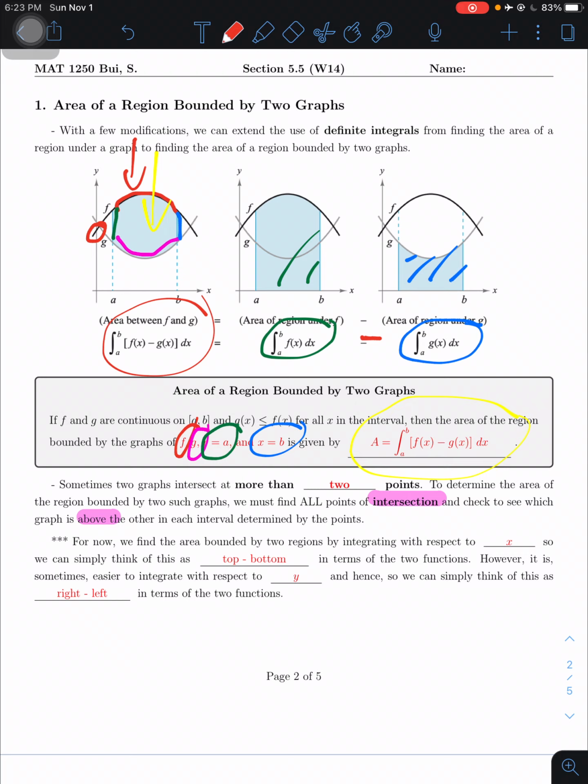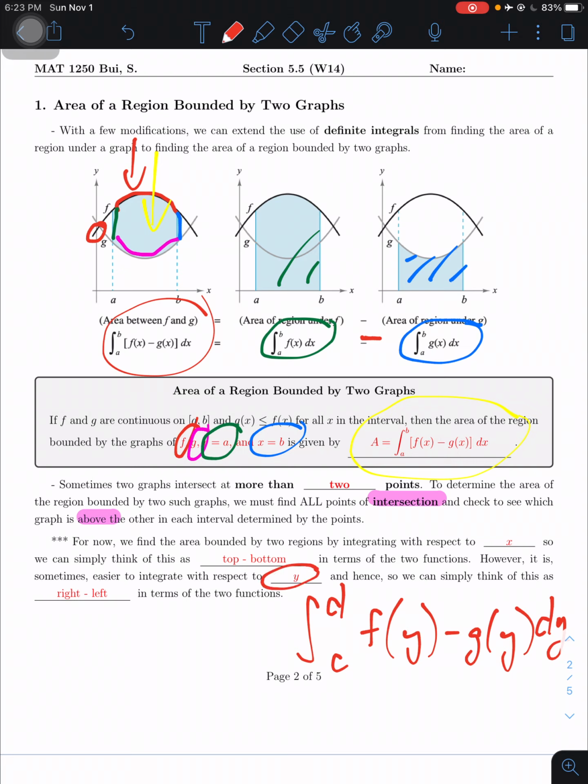And if you were to integrate with respect to y, you're going to get something like the integral from c to d of some function f in terms of y this time, minus g in terms of y again, and the variable that we have is y, right? And my d looks ugly, so let me go ahead and fix this really quick. So if we have it with respect to y, then we have to do right minus left.